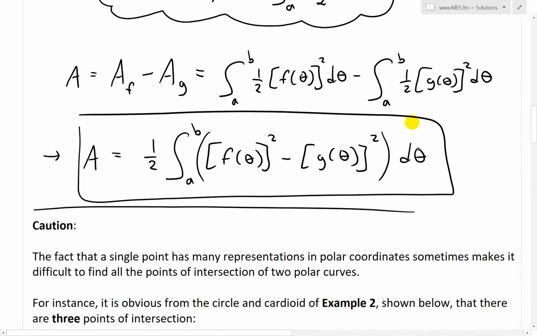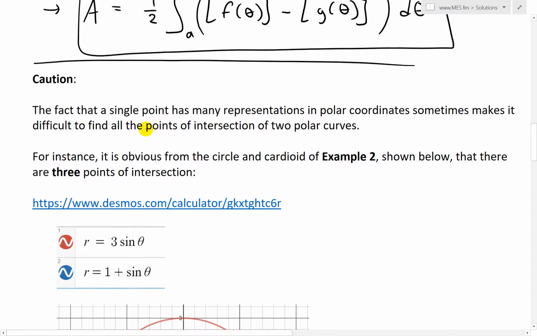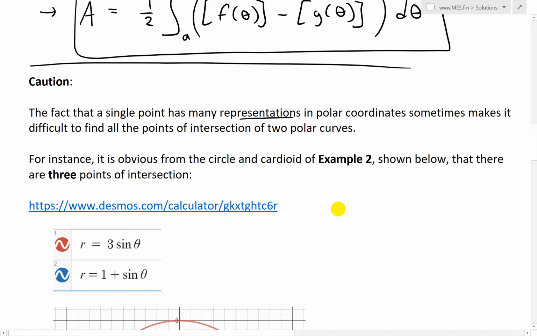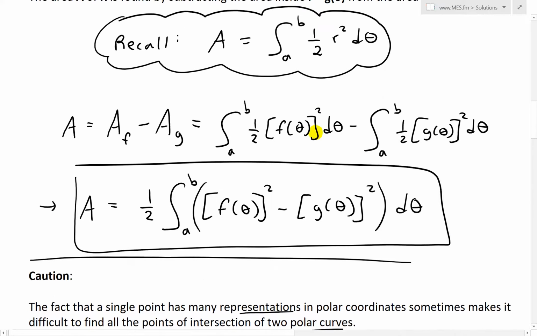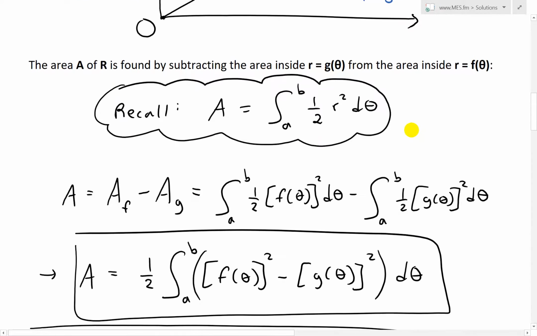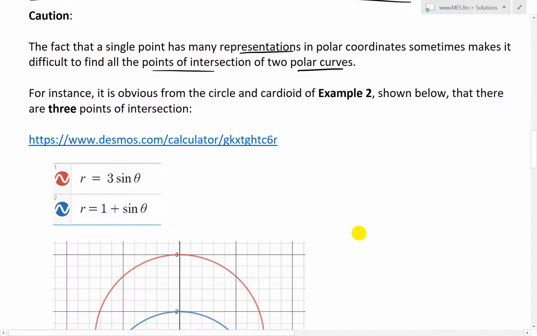Yeah, but now I want to make a caution about this. It's basically the fact that a single point has many representations in polar coordinates, so you have to beware of that. It sometimes makes it difficult to find all the points of intersection of two polar curves. For example, this one right here might be hard to find because it could occur at different times for both functions.